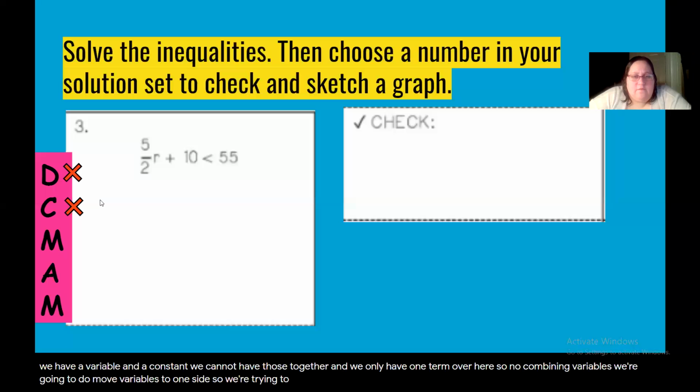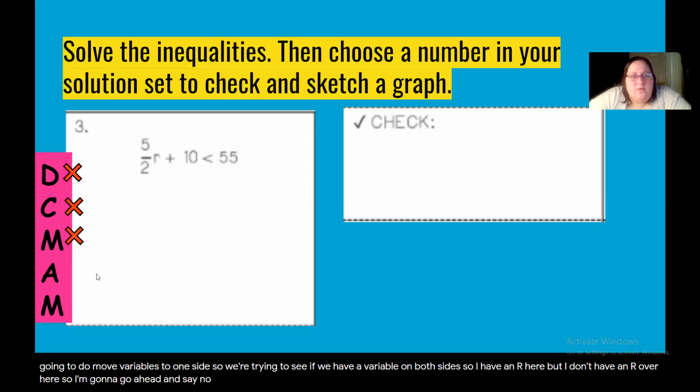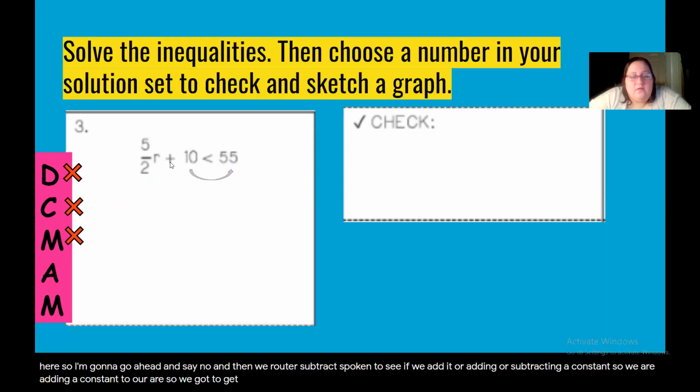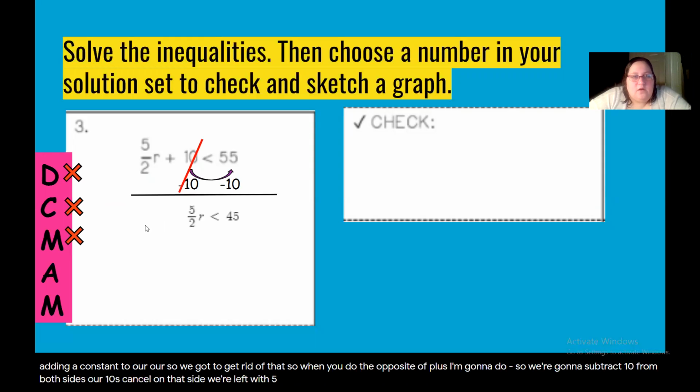We're going to move variables to one side. So we're trying to see if we have a variable on both sides. So I have an r here, but I don't have an r over here. So we're going to go ahead and say no. And then we're at add or subtract. So we're going to see if we're adding or subtracting a constant. So we are adding a constant to our r. So we got to get rid of that. So we're going to do the opposite of plus, and we're going to do minus. So we're going to subtract 10 from both sides. Our 10s cancel on that side. We're left with 5/2 r is greater than 55 minus 10 is 45.